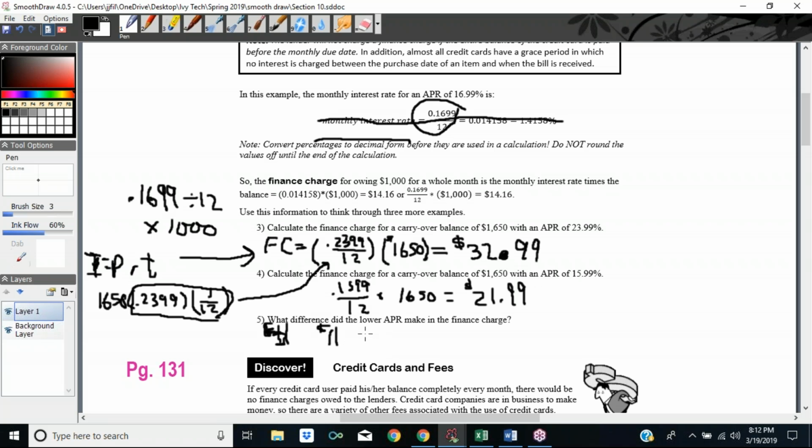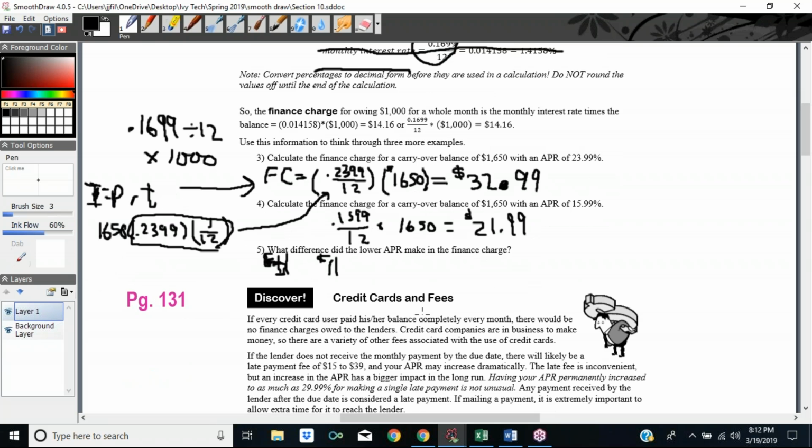$11. So the lower APR resulted in a decrease in the finance charge by $11. You could say that in a sentence. All right, so the difference: the lower APR decreased the finance charge by $11. Okay, good.